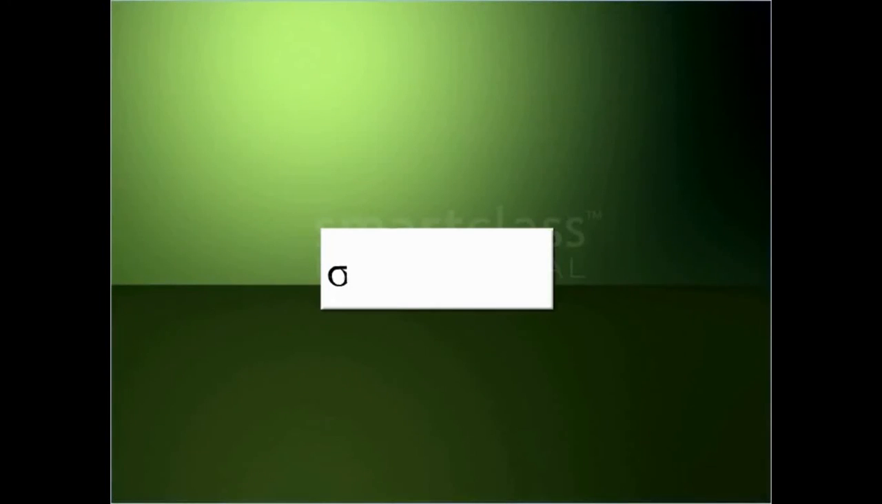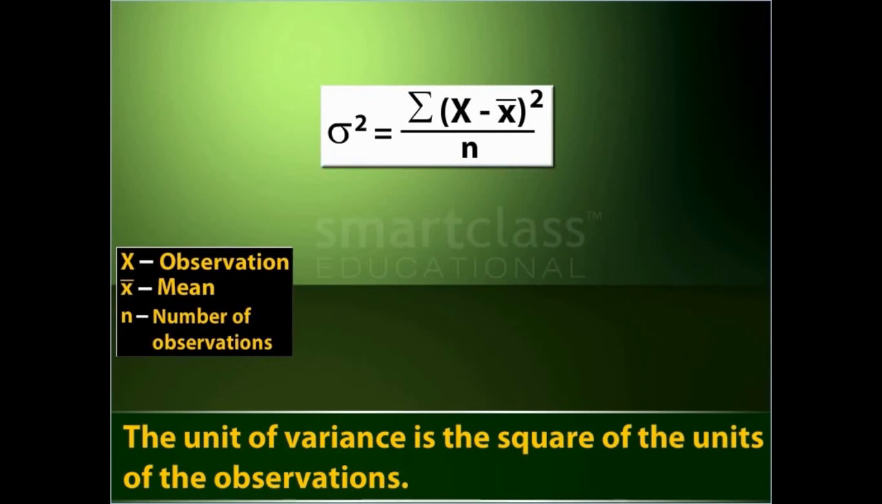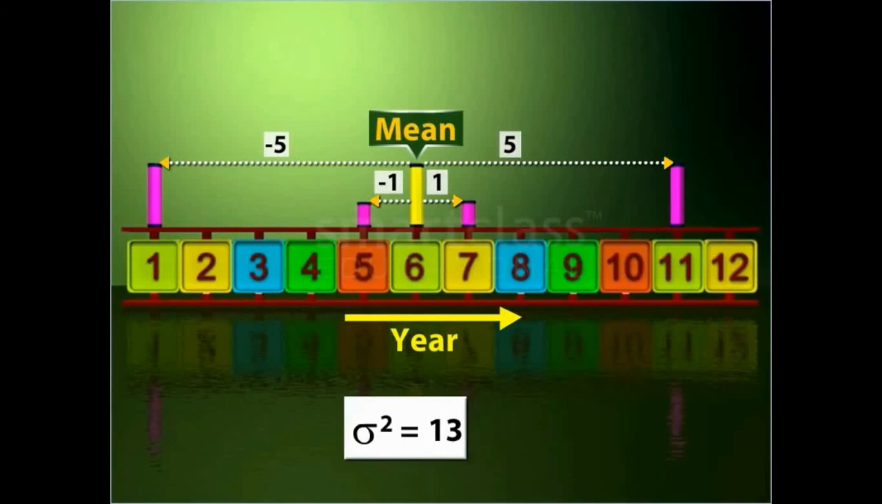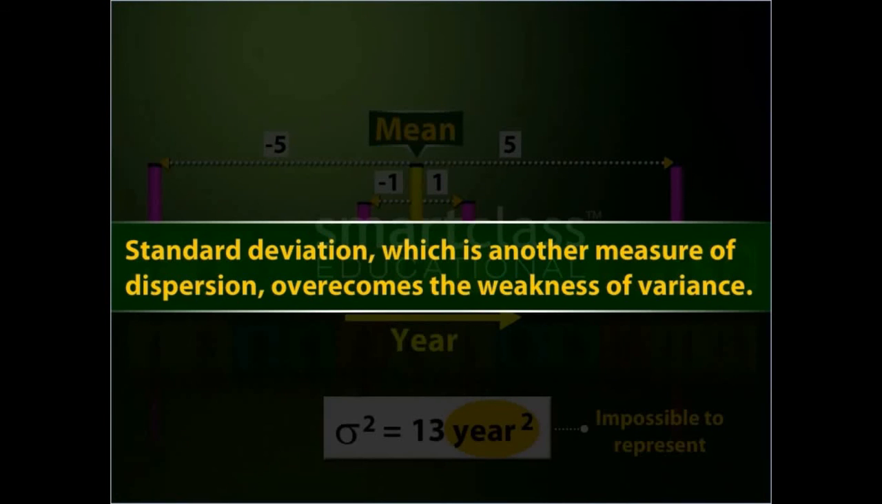Since variance is the mean of the squares of distances of observations from the mean, the unit of variance is the square of the units of the observations. If the unit of observations is year, the unit of variance will be year square, which is impossible to represent. This weakness of variance can be overcome by using another measure of dispersion called standard deviation.